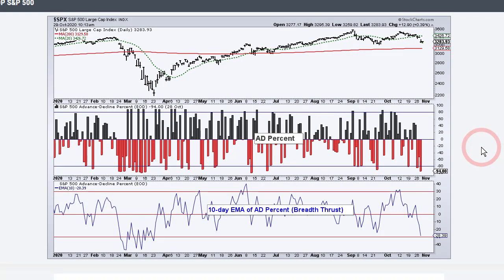Now, I think this is pretty negative because it shows the most downside participation we've had in a while. And if you look at this chart here, you can see that in the last 2 weeks, AD percent has moved below minus 80% 3 times. And if you look in between, you didn't get a move even above 60%. So pretty weak bounces in between.